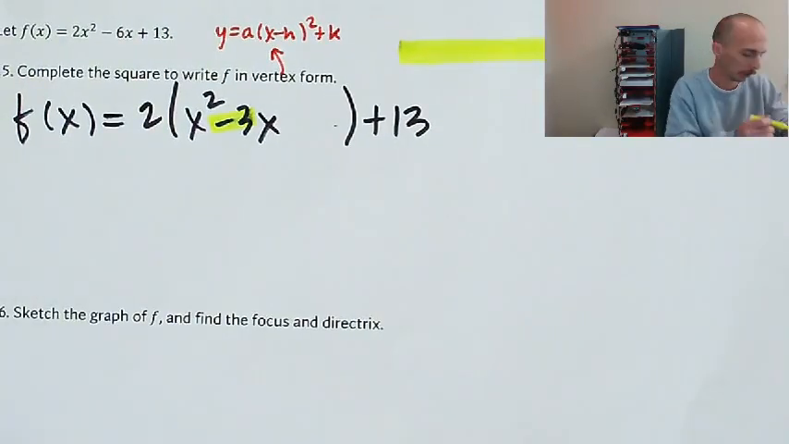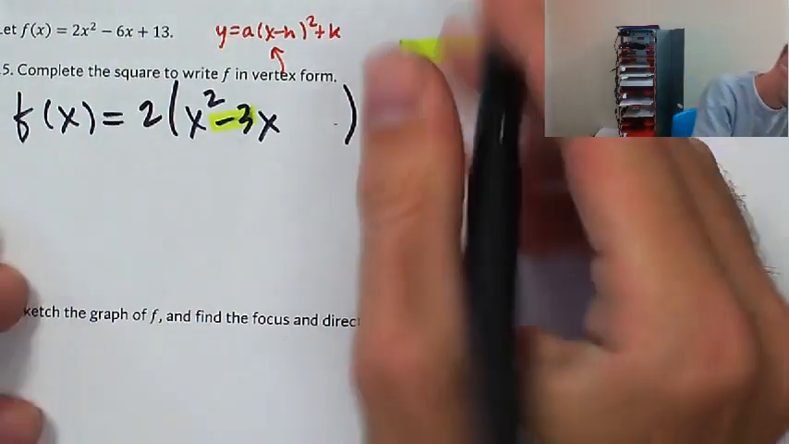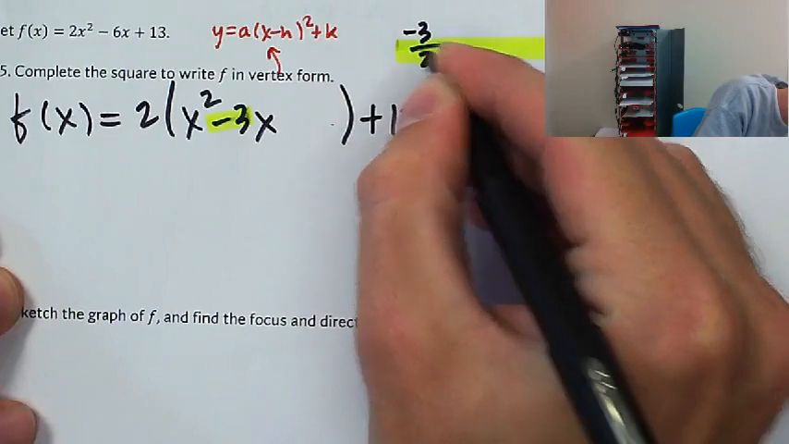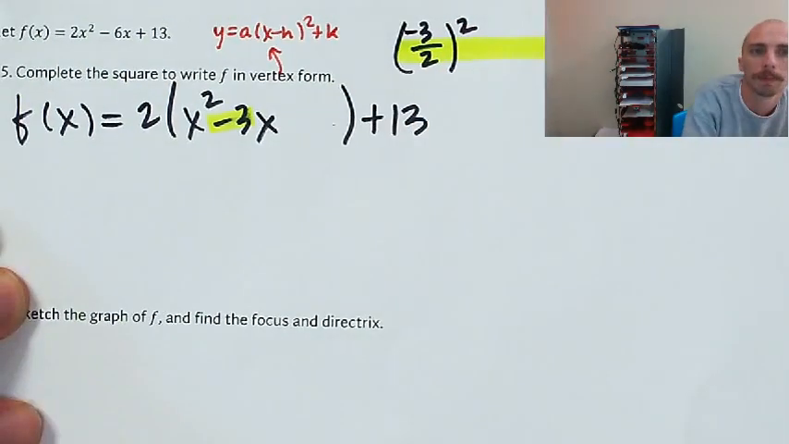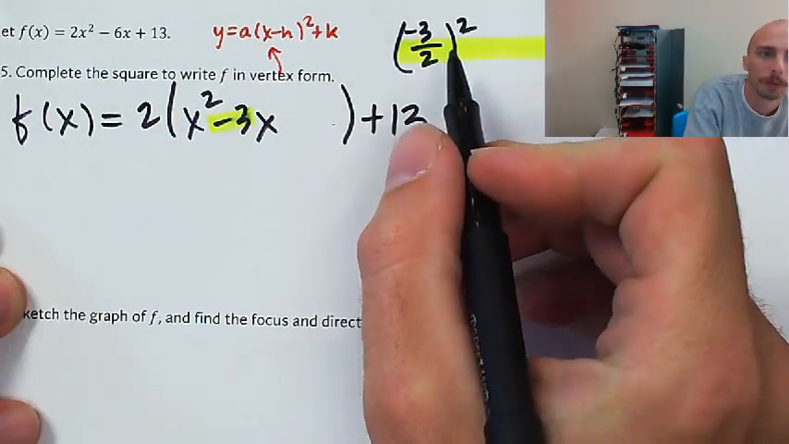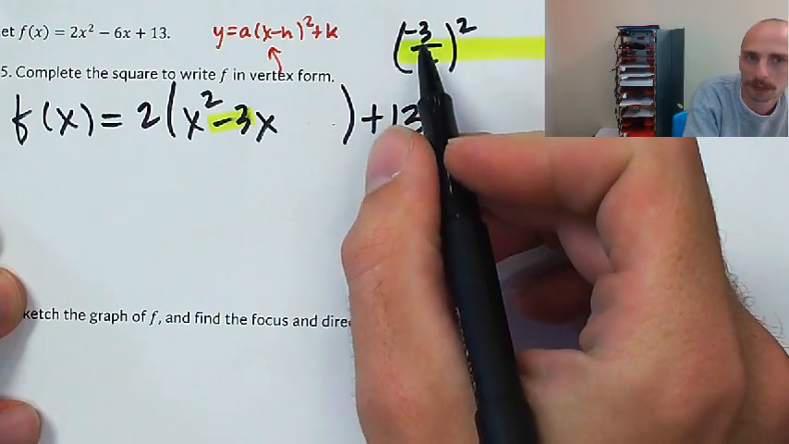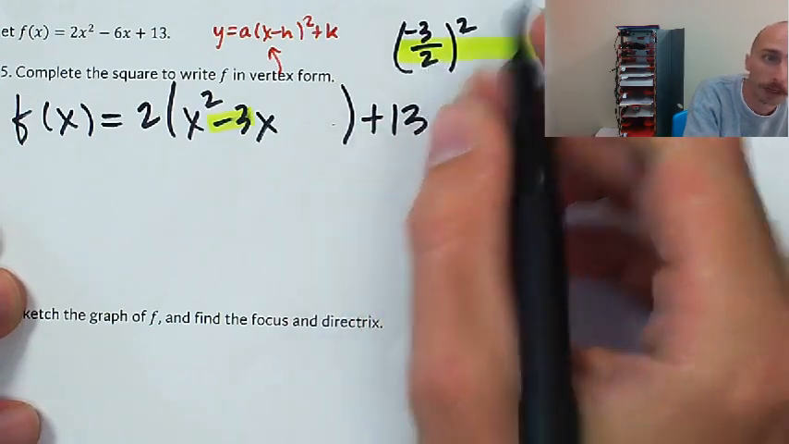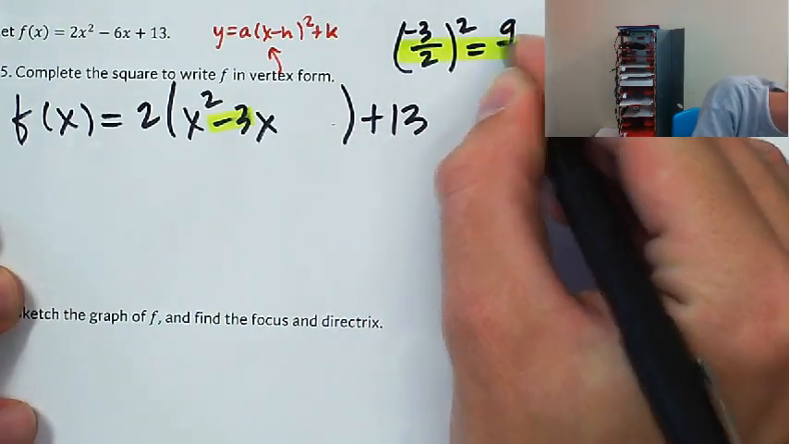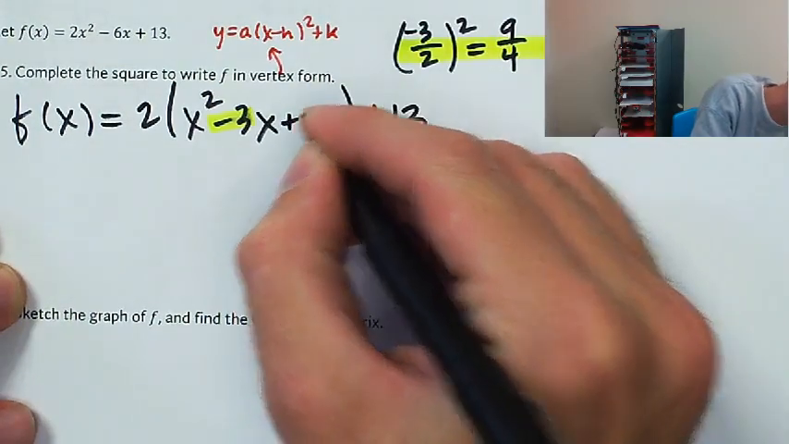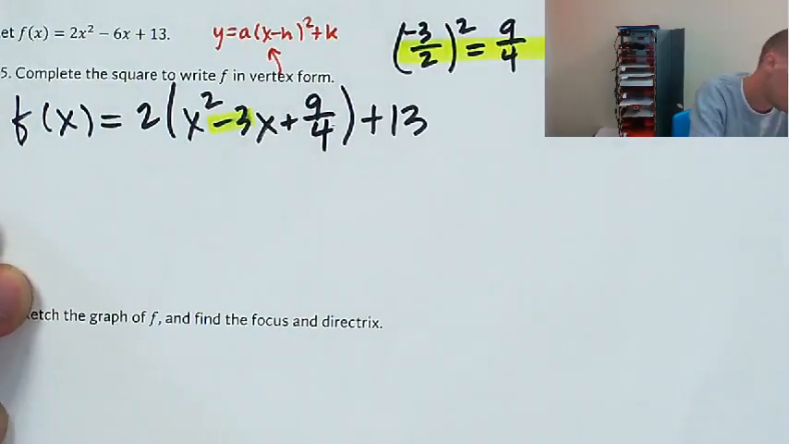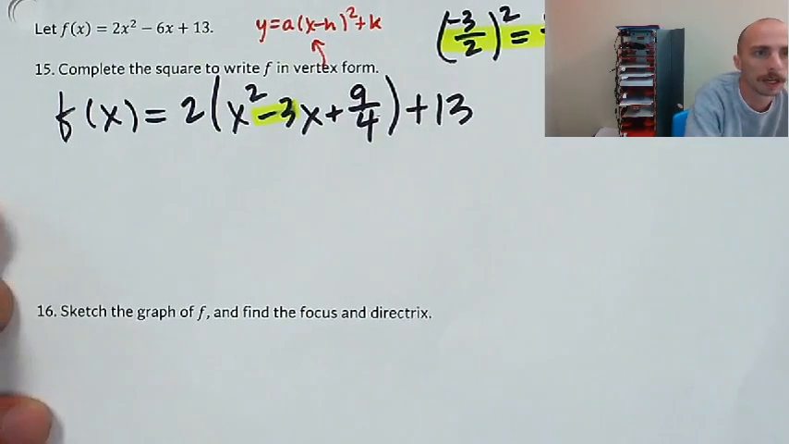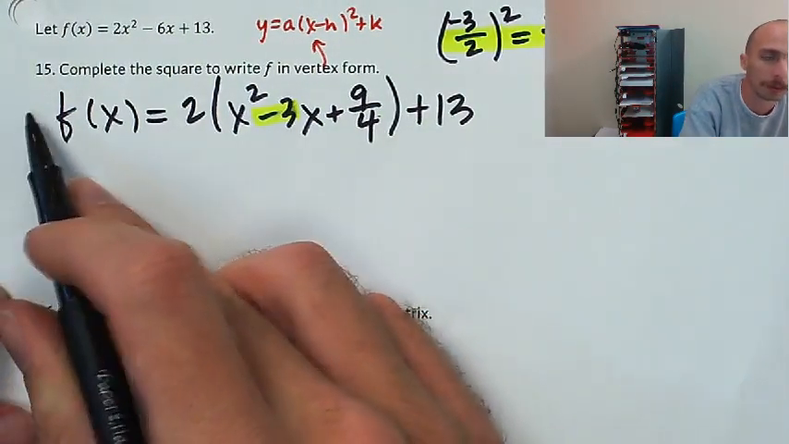I usually do that with the yellow highlighter. I take negative 3, I divide it in half, and then I square that. Okay, so if I square negative 3 halves times negative 3 halves, it's going to be positive 9 over 4. So plus 9/4. And I'm not just going to add 9/4 over here, because that wouldn't be fair.